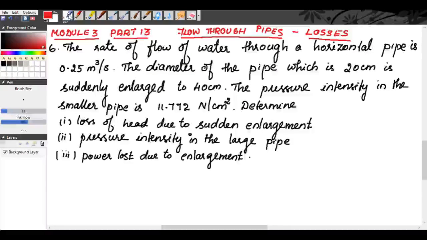We are studying flow through pipes, so losses, the major losses and minor losses. Last class we saw some 5 problems related to these losses. Today we will see some 3 more problems.